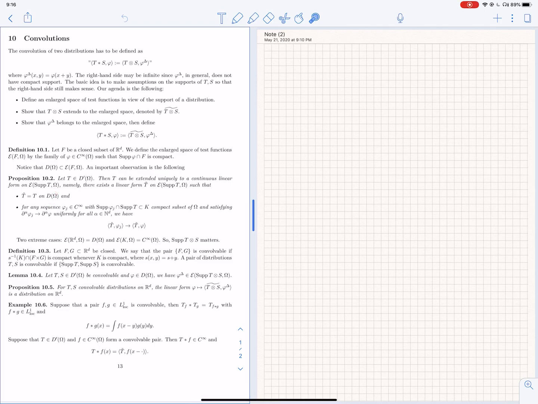And also, if we have a sequence phi_j in C infinity such that its support intersecting the support of T is contained in a common compact subset of omega, and all the partial derivatives converge uniformly to the partial derivatives of phi, then we have this continuity property. So there are two things that we want to show. We want to have an extension, meaning that it coincides with T on the classical space of test functions. It also has to satisfy this sort of continuity property. Okay, so let's do this one by one.